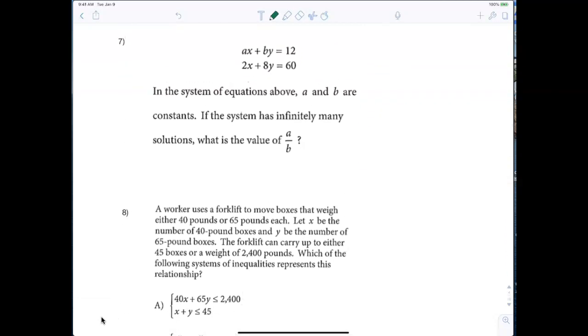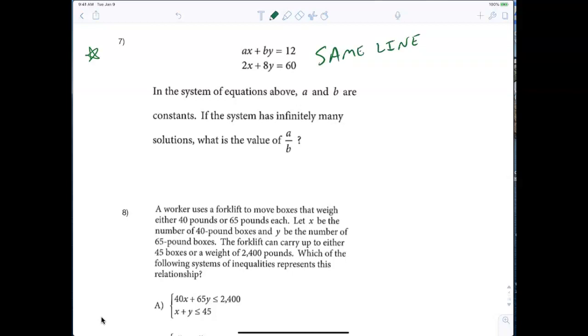Okay, need everybody to put a star on number 7. Number 7 is kind of hard. In the system of equations above, A and B are constants. If the system has infinitely many solutions, so what was the rule? What was true if they had infinitely many solutions? You remember? Were they have the same slope? Yes, definitely the same slope, but they were actually the what? Same line. Same line. 100% correct. So I want everybody to put down next to it, these represent the same line.